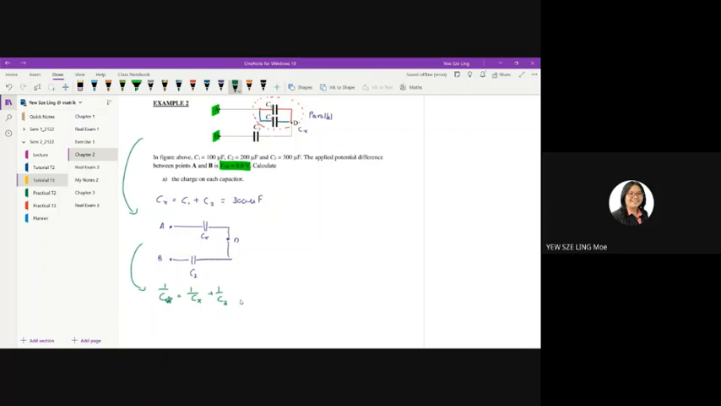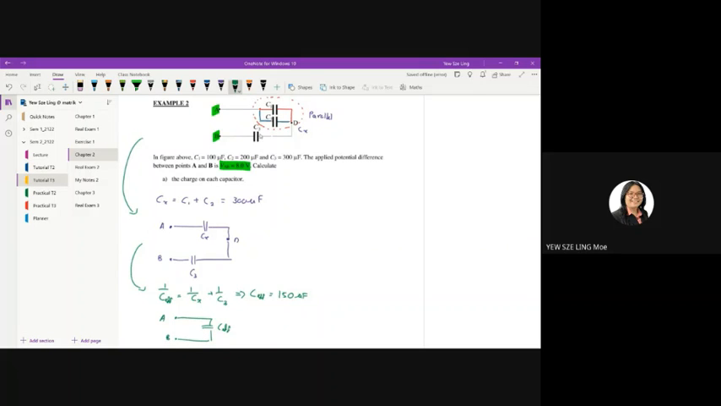If I got it right, C effective should be equals to 150 microfarad. Okay, so after I combine it, what I'm going to get, I will get a diagram like this. So this is my terminal A, C effective, and then here would be terminal B.